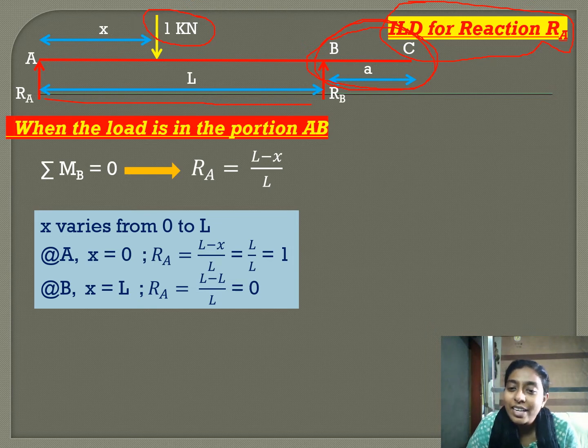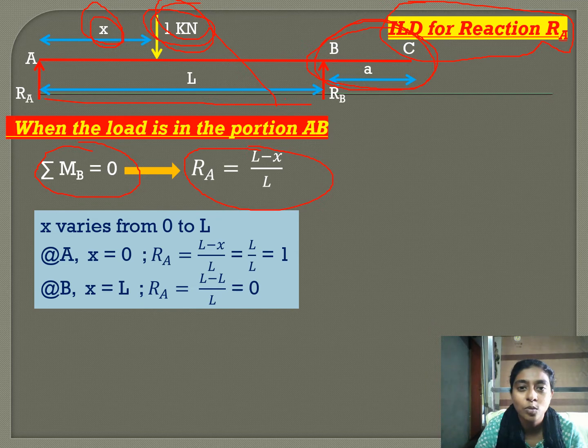For finding the reaction RA we apply sigma MB is equal to 0. By applying sigma MB is equal to 0 we get RA is equal to (L minus X) by L, because RA into L is equal to 1 into (L minus X). So we get RA is equal to (L minus X) by L. Now the varying factor is X, and this X varies when the unit load is in portion AB.